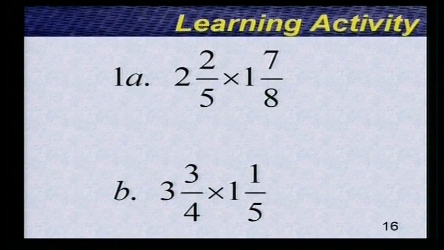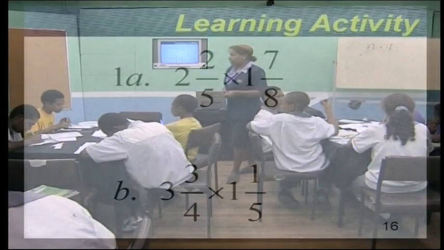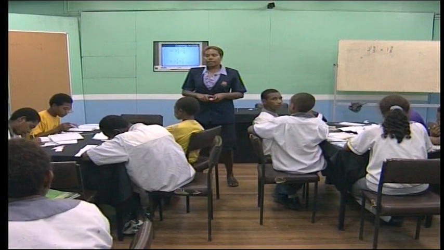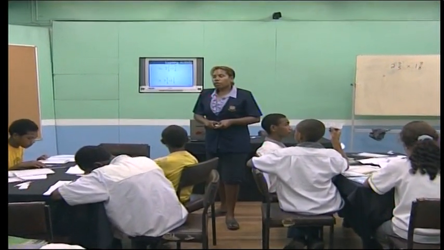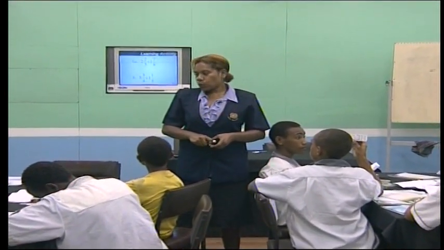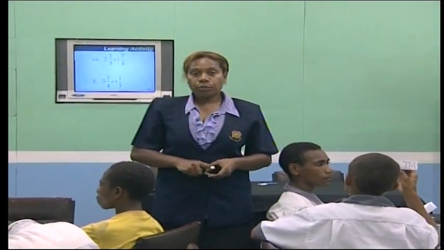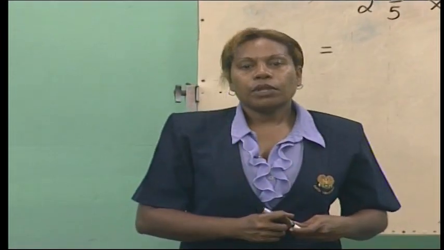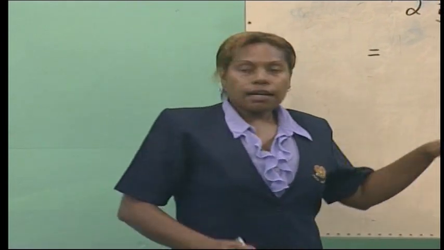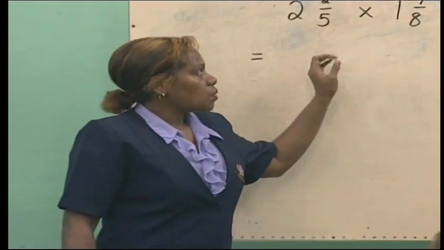All right. 7Es and receiving students, we will correct question 1A together. Receiving students, you can complete question 1 and 2 in your workbook in your own time, and you can make your corrections or your teacher can correct it for you. So what we're going to do now is we'll just go through question 1A and 1B. All right. Now, 2 whole and 2/5 times 1 whole and 7/8.